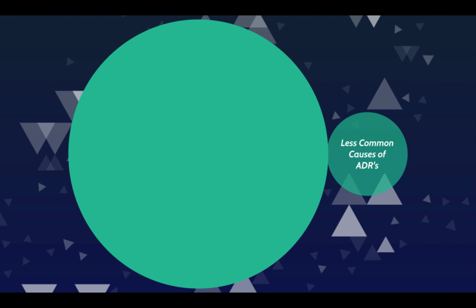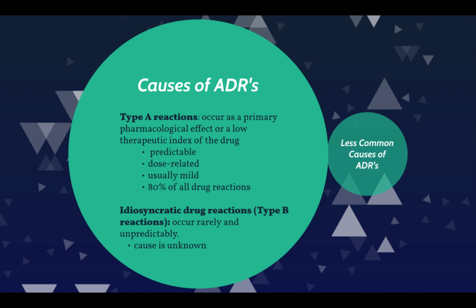So there are multiple causes for adverse drug reactions, and I'm going to go over just the most common ones at this time. So type A drug reactions occur as the primary pharmacological effect of a medication that has a low therapeutic drug index. These reactions are usually predictable, they're dose-related, they're usually mild, and the thing to remember, about 80% of all drug reactions that patients experience are these type of reactions. Type B reactions occur rarely and are very unpredictable, and their cause tends to be unknown. We have no idea what causes them.